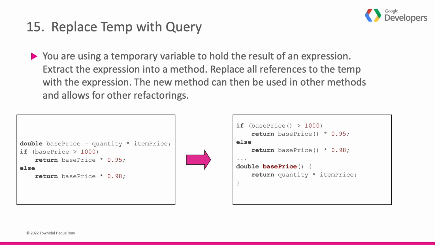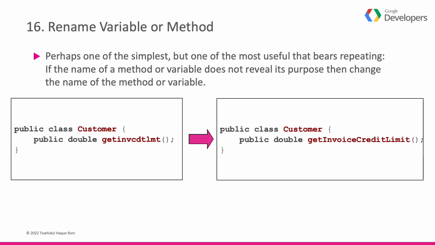In the realm of code clarity and self-documenting code, the rename variable or method refactoring stands as a fundamental yet powerful technique. A well-chosen name for variables and methods significantly enhances the readability and understanding of your code base. Consider the original code with a cryptic method name. By embracing the rename variable or method refactoring, the method is given a clear, descriptive name.